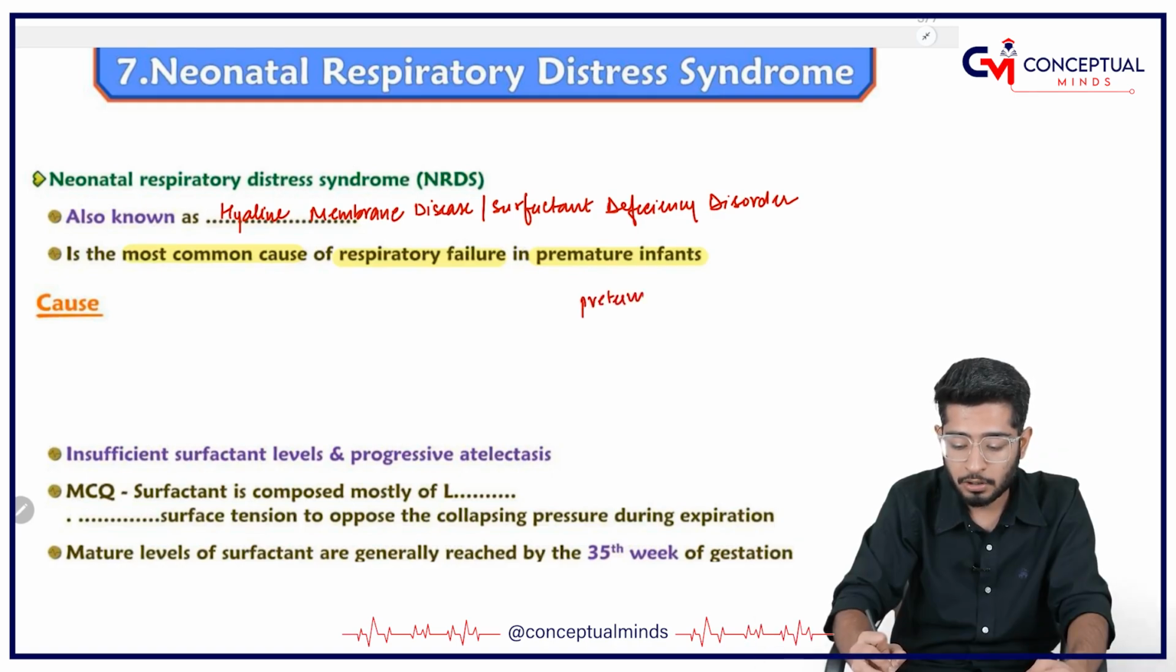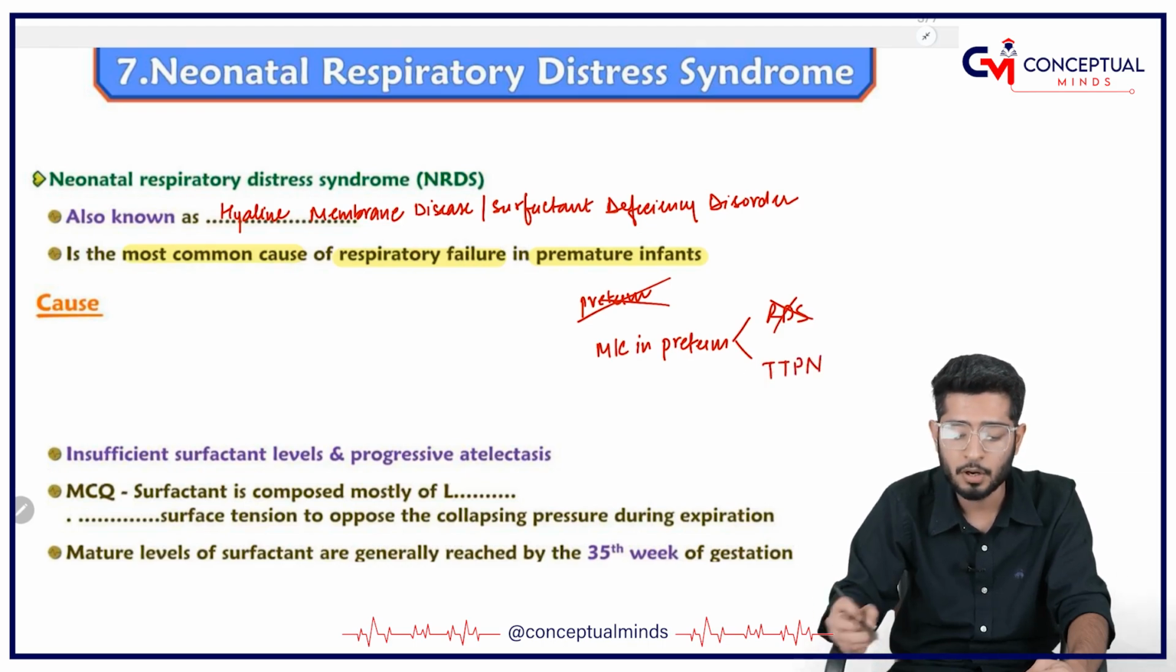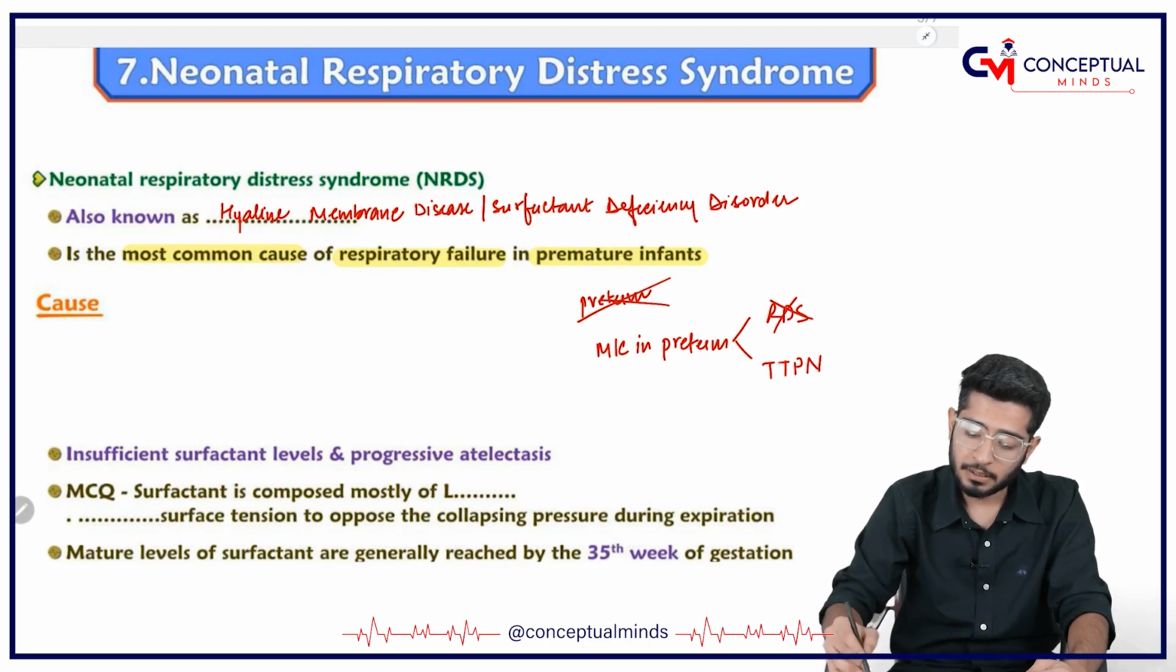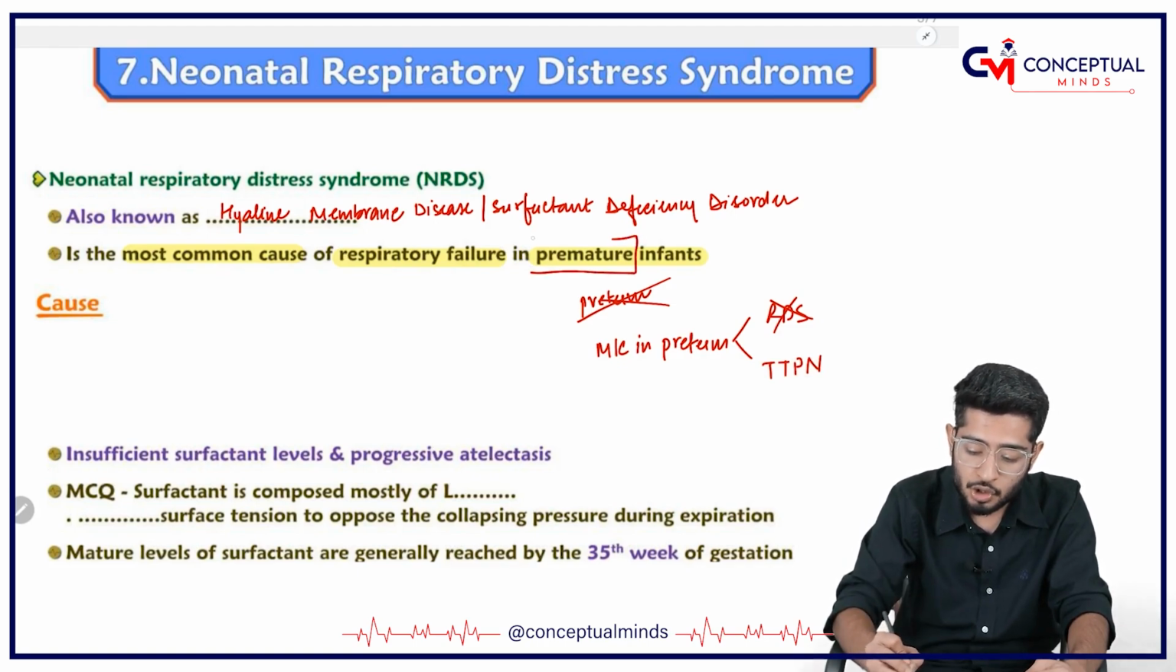I am not telling you that it is most common in preterm. In fact, the most common respiratory problem in preterm is not respiratory distress syndrome but transient tachypnea of newborn, which we are going to discuss in the next video. But one thing you have to understand is that we are discussing the respiratory distress which is most common in premature infants.